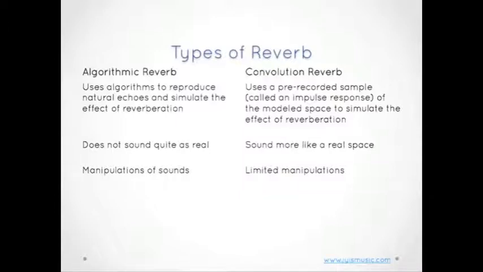The algorithmic reverb uses algorithms to produce the natural echoes and to simulate the effects of reverberation. As for convolution reverb, it uses a pre-recorded sample of the model space to simulate the effect. The table summarizes the differences. As you can see here, the algorithmic does not sound quite as real, but it can have a lot of manipulations on sounds, whereas convolution reverb sounds more like a real space, but it is limited in manipulations.